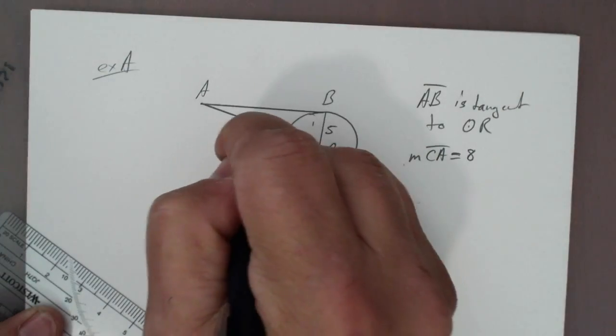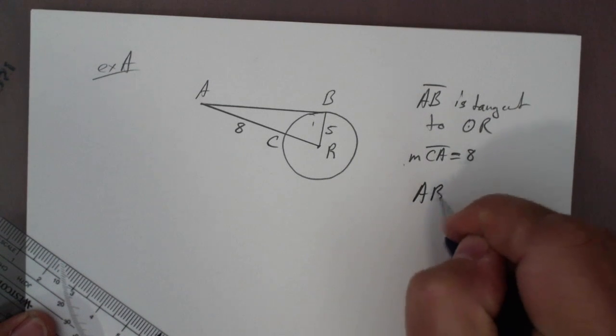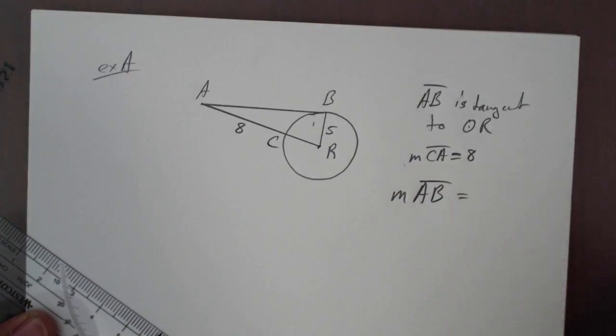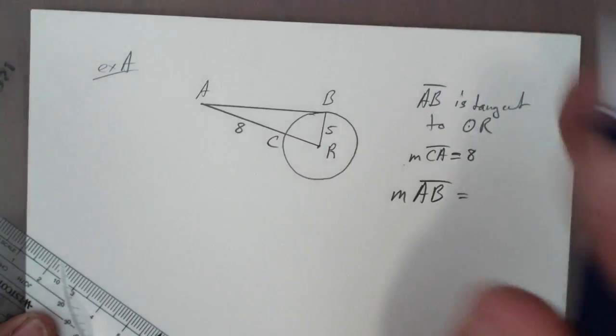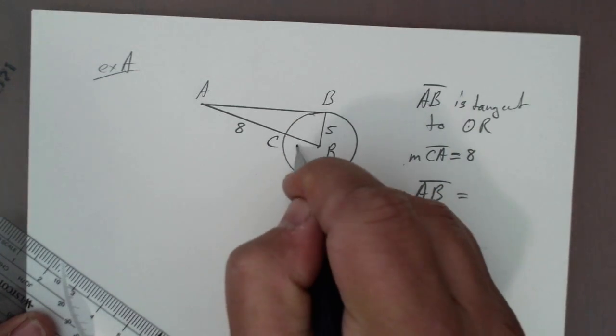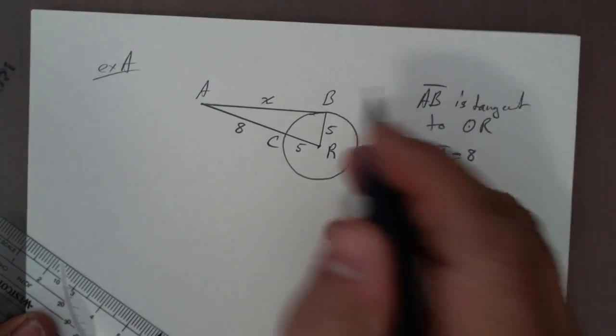Measurement CA is 8, so this distance is 8, and they'll ask, what is the length of AB? What is the measurement of AB? The way we do this is we know that the radius is the same all the way around. So we can say that CR is 5, and our unknown value we'll label as X.